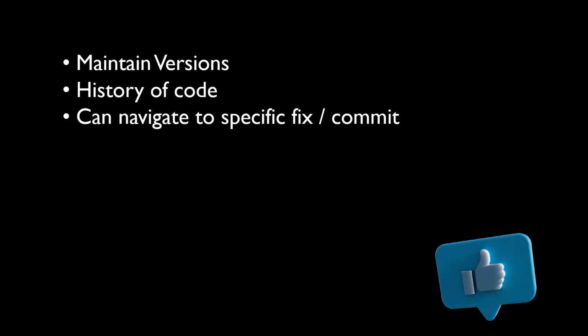Can navigate to a specific fix or commit. So let's say you made a fix a few months back and now you want to revert those changes. How will you find out where these changes were done? If you are thinking, hey, this is my code and I know what fixes I made maybe 2 months back or 1 month back.